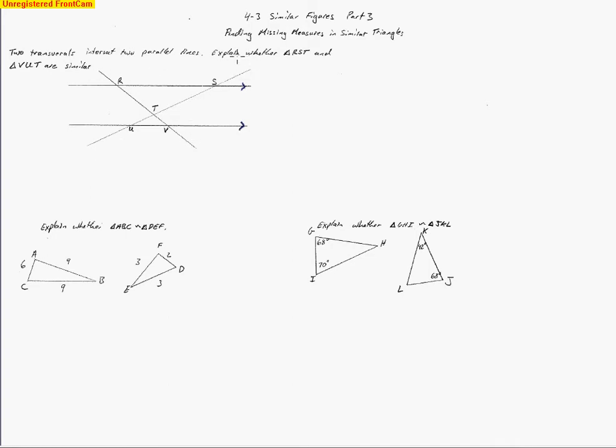And so we have to explain whether RST, so triangle RST, so this triangle right in here, is similar to VUT. Now when they ask us whether they're similar, the points that represent this triangle should be corresponding with respect to the order that they give it to us. And so R and V are corresponding. U and S are corresponding. T and T are corresponding because they're the same points.